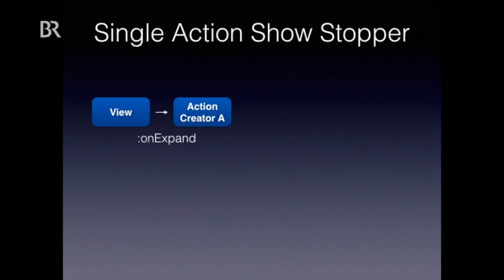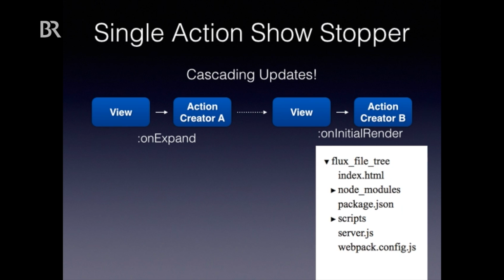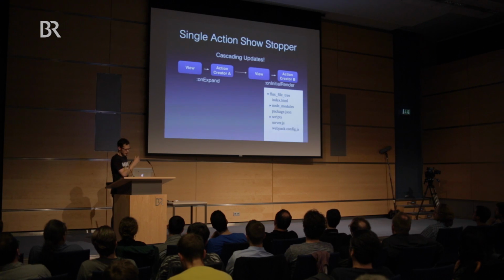A common problem that we have, for example, in this list view, is you have a view like one of these entries, and you want to toggle them. So let's say it's like an on-expand. You create an action, and then somewhere when you expand it, you want to do another drawing. So you have a view, and for example, on an initial render, it would create a second action. And this is bad because you have cascading updates.